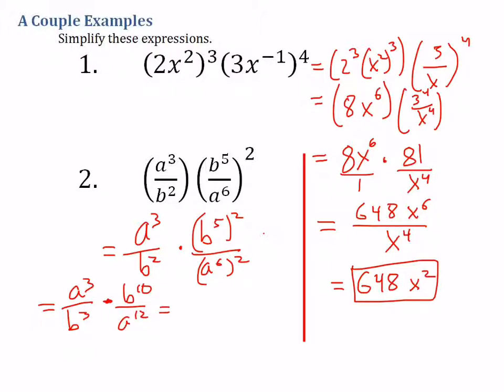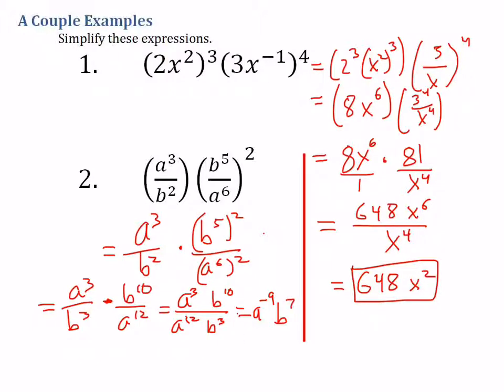Okay. Putting them all together, we have a to the 3rd over a to the 12th. We have b to the 10th over b to the 2nd. Now, let's subtract the exponents. We have a to the 3 minus 12. Well, 3 minus 12 is negative 9. And we have b to the 10 minus 3, so that's going to be 7.